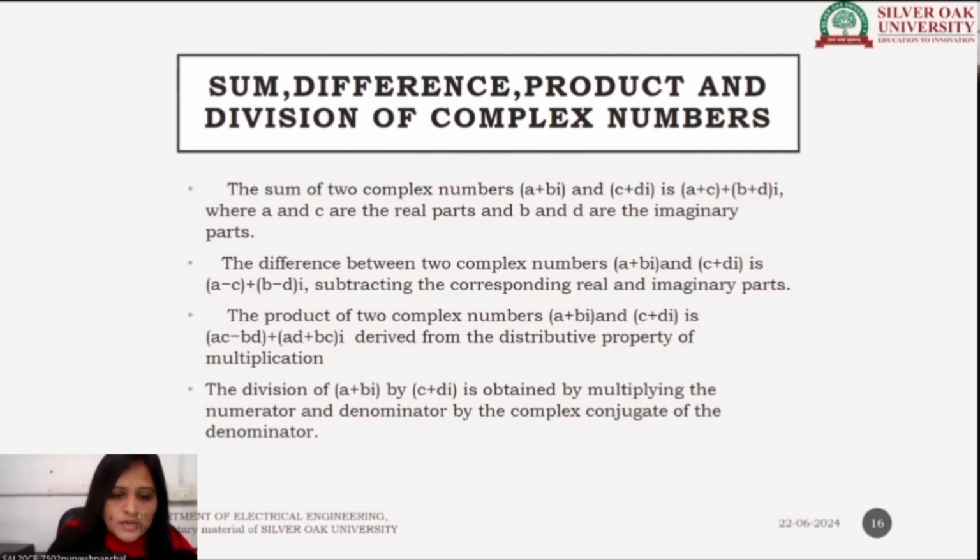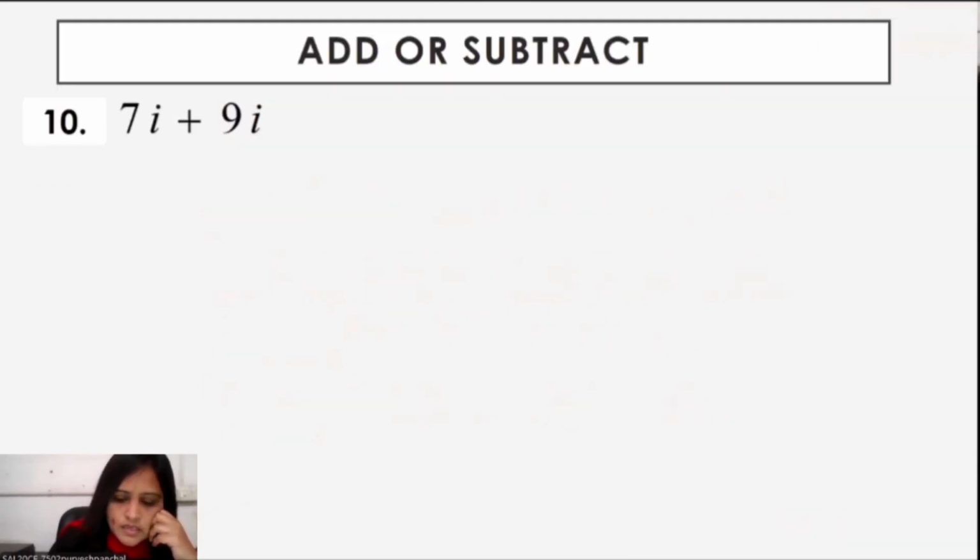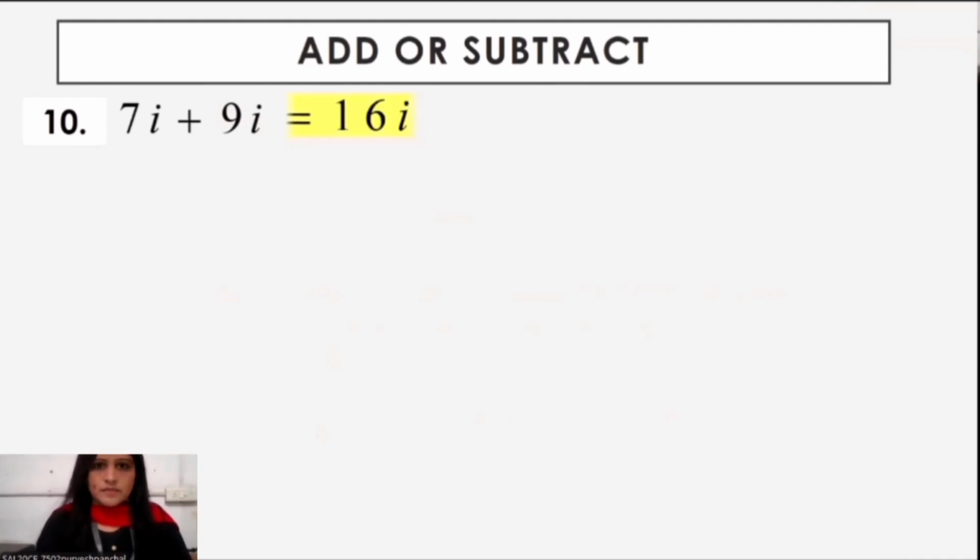So our denominator will be rational. Any real number we get then. So let us do all the operations. First of all, let us see how to add or subtract.